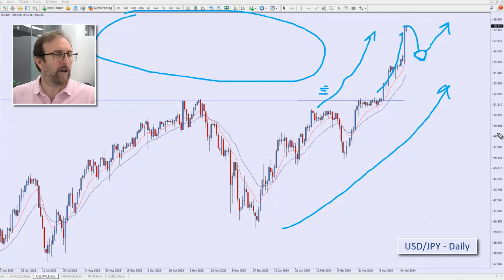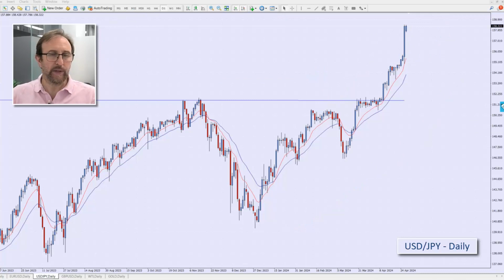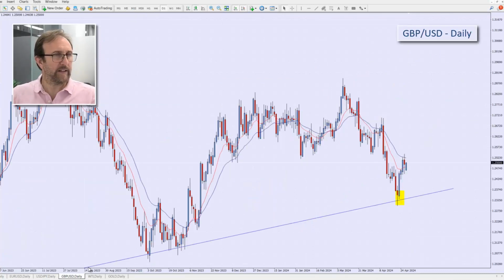So for now, with the US yen, let's wait for a pullback before we get interested in this particular market. All right, that's the US yen. Let's have a look at the cable, the pound US.